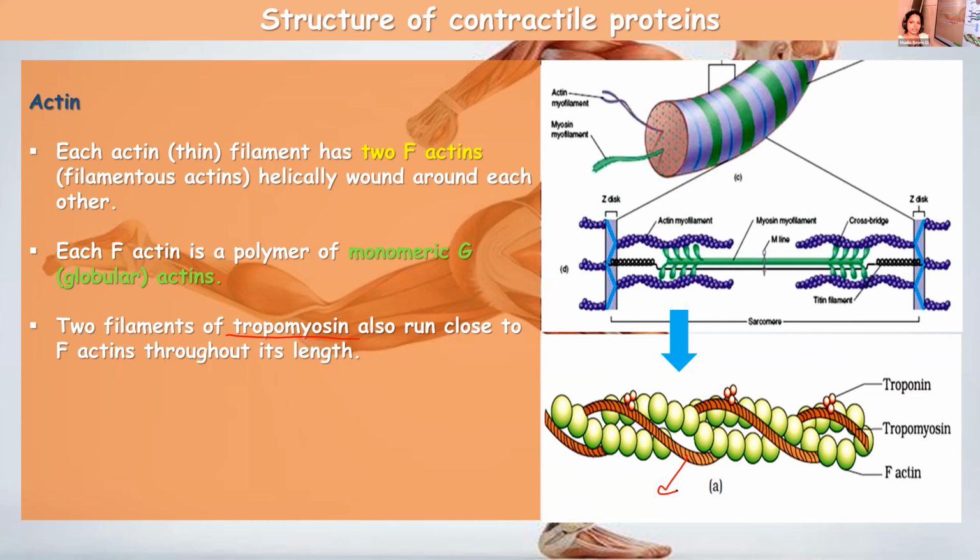Actin and myosin, as such, interact with each other and bind with each other, and they bring about muscle contraction. So tropomyosin helps in the binding of actin and myosin and brings about muscular contraction. So they also play a very important role.